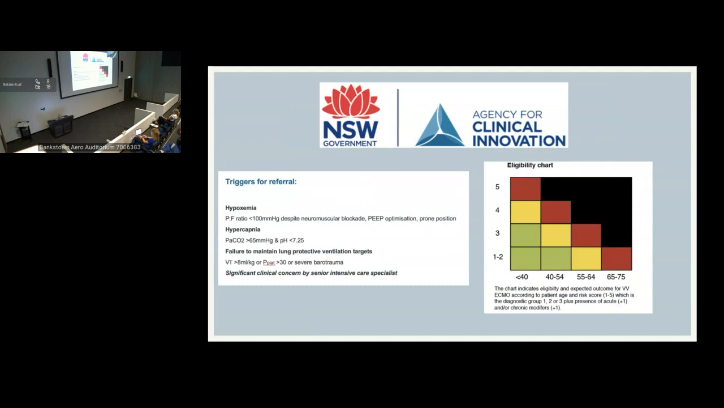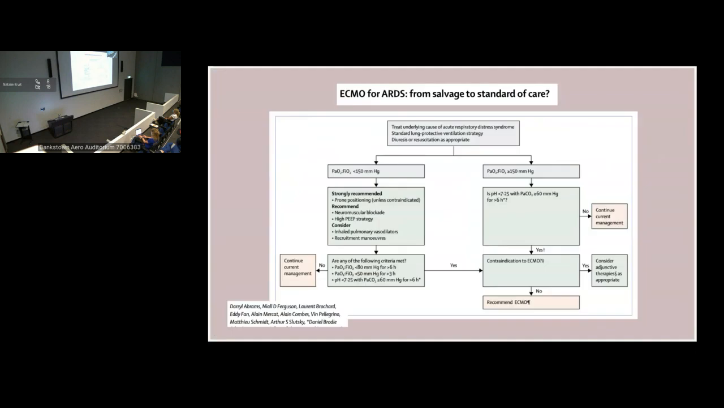I think the best thing we have is something called the EOLIA criteria, which most international centres are using. Now, patients should have one of these three variables to trigger a referral. That's a PF ratio of less than 80 for more than 6 hours, or a PF ratio of less than 50 for more than 3 hours, or hypercapnia with an uncompensated acidosis for more than 6 hours.